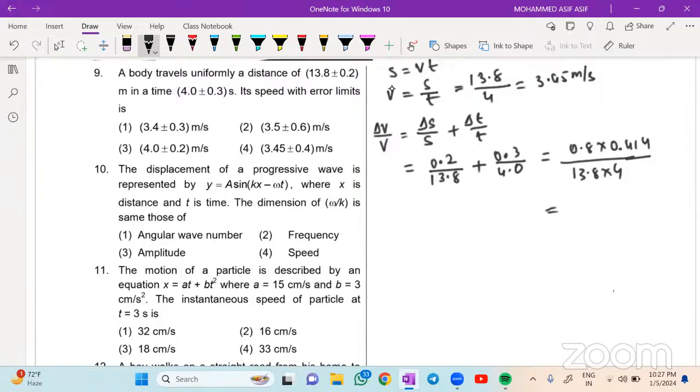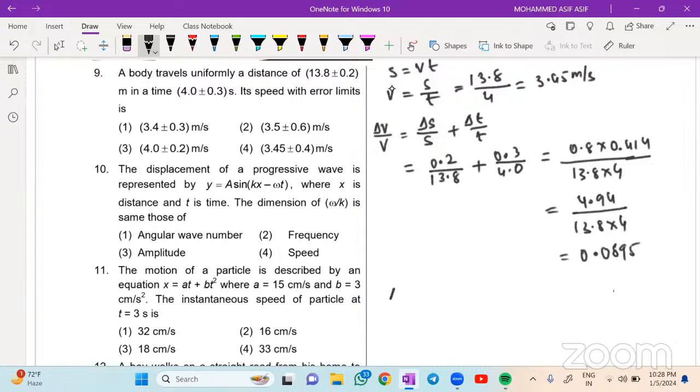See, this one is 4.16. That means this will be 4.94 divided by 13.8 into 4. Check this one, how much I'm getting. I'll be using the calculator for this one roughly right now. This will come out for me 0.0895.